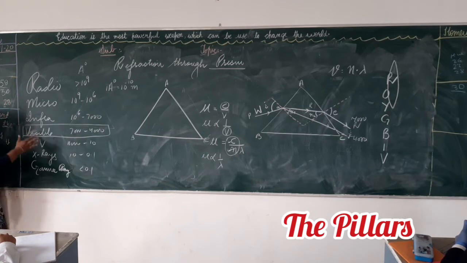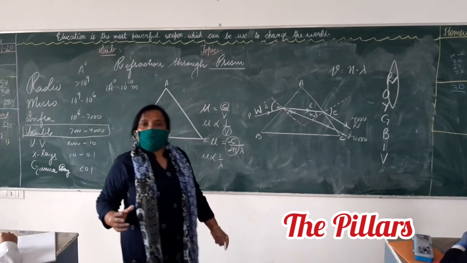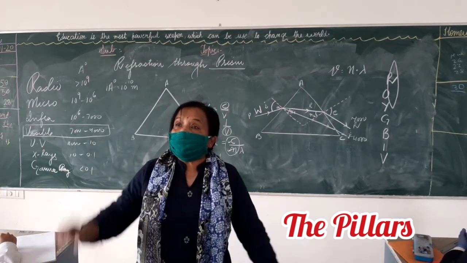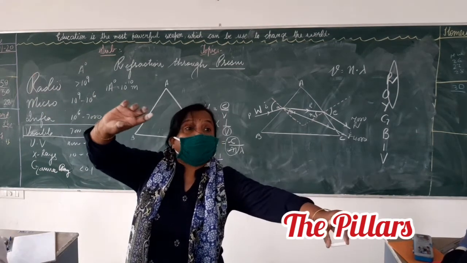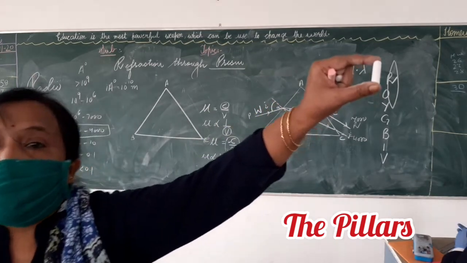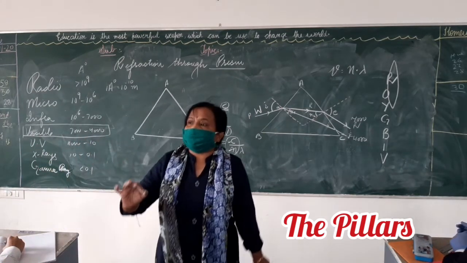This is the spectrum of electromagnetic waves. These are all waves we know: radio waves, microwaves, infrared, UV, X-rays and gamma rays. So out of this, which light are we able to see? Visible. What is the range of visible light? You should know now, it is a one mark question. It is 7,000 to 4,000 angstrom, and 1 angstrom is equal to 10 to the power minus 10 meter.